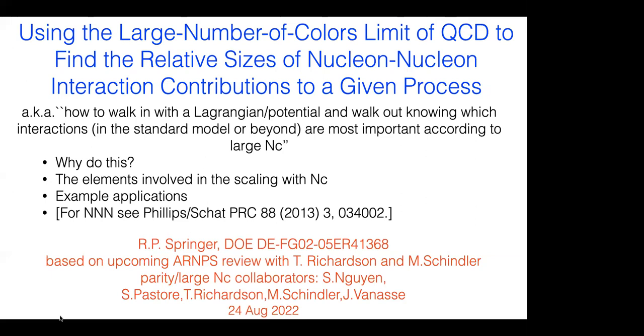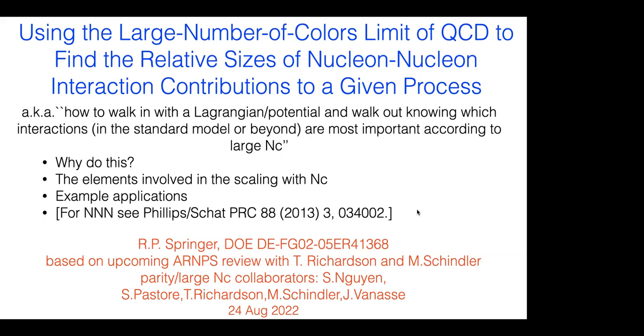I want to thank you also for inviting me to do this, because it's somewhat of an experiment for me. In the context of writing this review for Annual Reviews of Nuclear and Particle Science, along with Thomas Richardson and Matthias Schindler, one of my tasks is to try to come up with a way of ordering the explanation of how to do this. I've made the title a little bit more explicit: using the large number of colors limit of QCD to find the relative sizes of nucleon-nucleon interaction contributions to a given process.